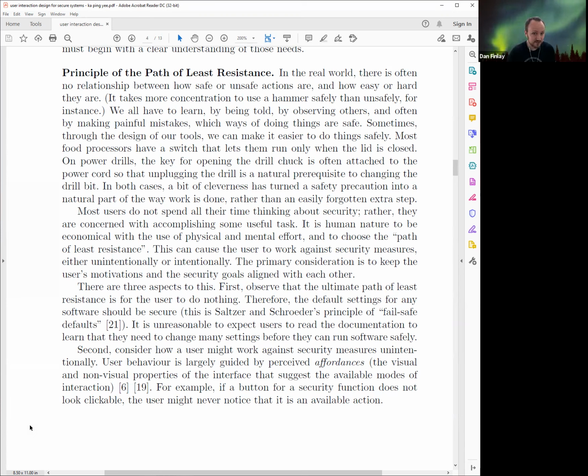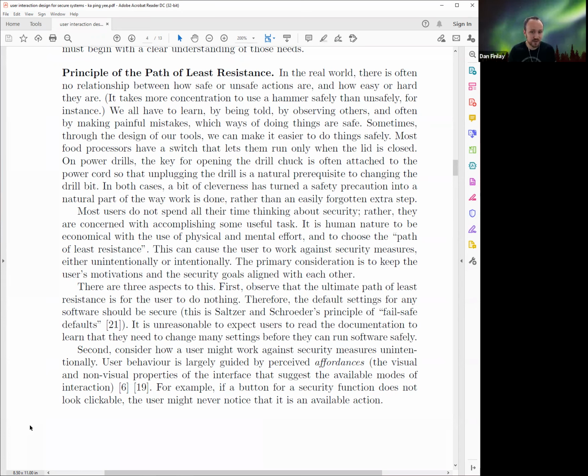Most food processors have a switch that lets them run only when the lid is closed. On power drills, the key for opening the drill chuck is often attached to the power cord so that unplugging the drill is a natural prerequisite to changing the drill bit. In both cases, a bit of cleverness has turned a safety precaution into a natural part of the way work is done, rather than an easily forgotten extra step.